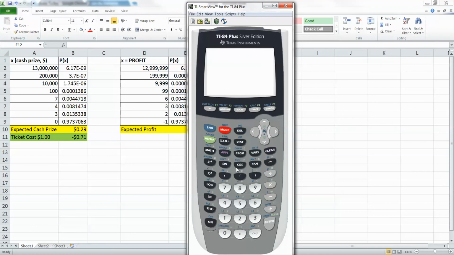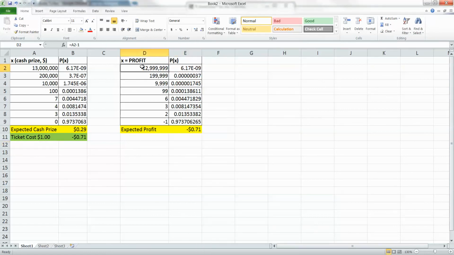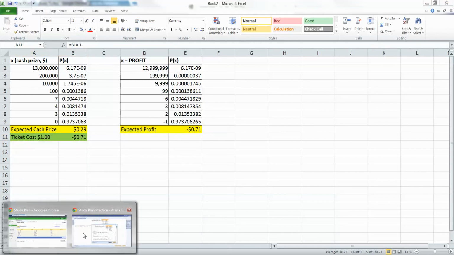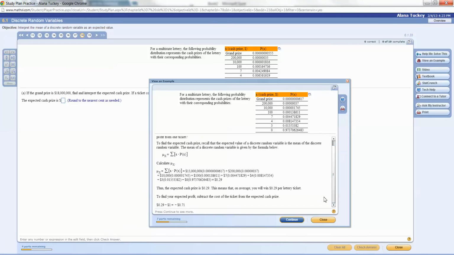Matter of fact, I'll be really tricky on you. You ready for this? All right, so I want to take this L1, 13 million and so on, and I want to subtract away $1. So if I take L1, oh no, I can't. Sorry, it won't work. I just remembered why it won't work, so never mind. So you'd have to sit there and type them all in, or you could just use this little trick right here. So that gets you negative 71 cents.